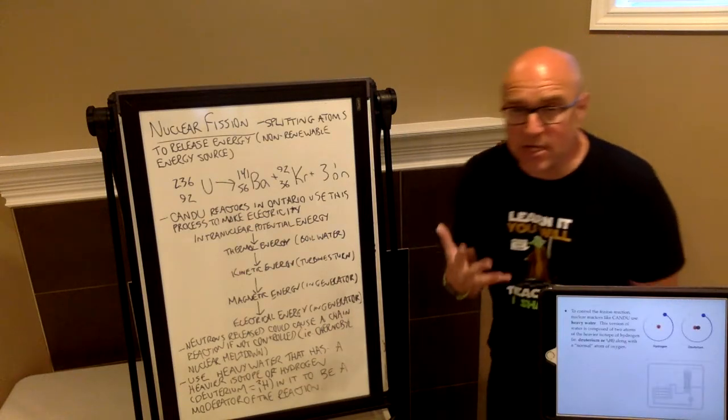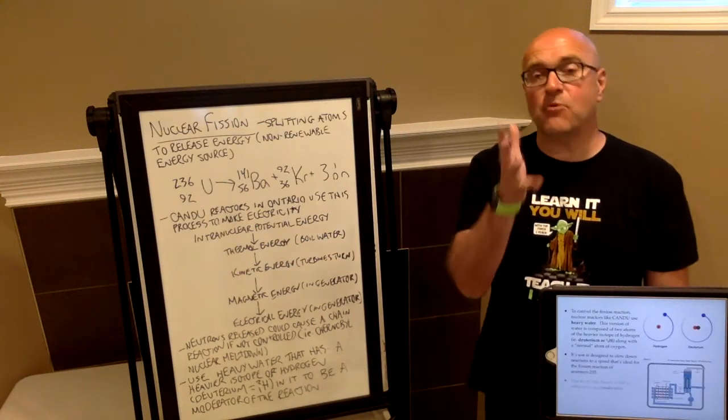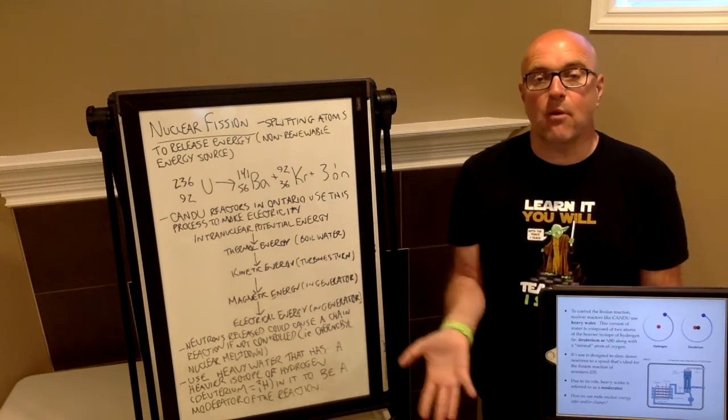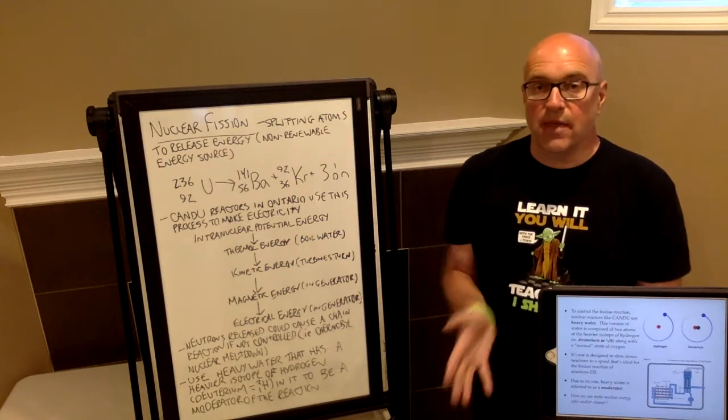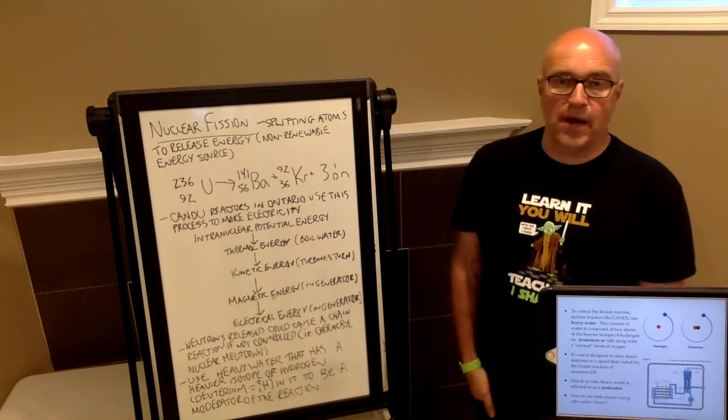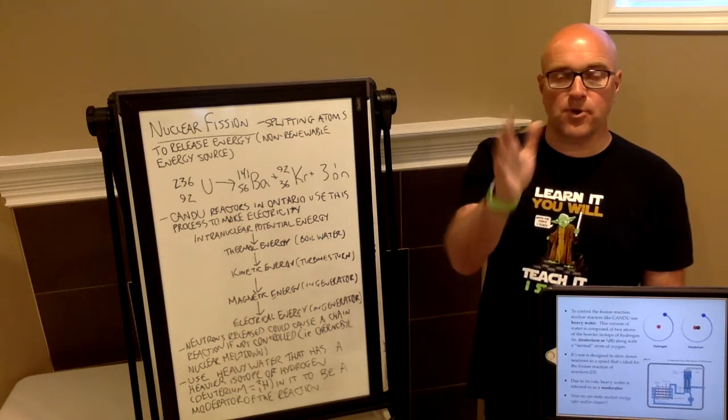So how do we control these chain reactions in a reactor? How do we stop a reactor from going Chernobyl? Well, we use something called heavy water. The CANDU reactors use heavy water. Now, what is heavy water? It's not a water that likes Iron Maiden or Judas Priest or heavy metal.